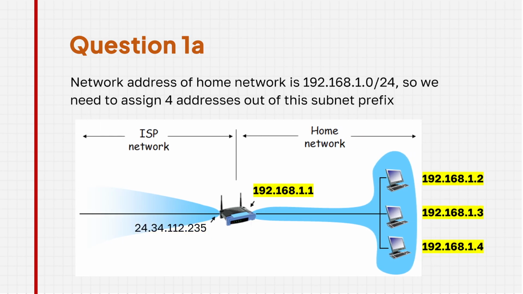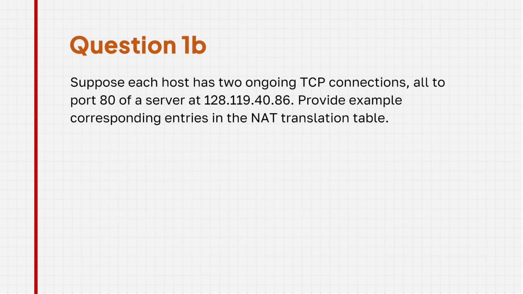But yeah, you can just assign any of these. You can do 254.138. Yeah, but this is how I'm going to do it now. Okay, any questions? Okay. So now suppose that each host has 2 ongoing TCP connections, all to port 80 of the server at 128.119, and so on. Provide example corresponding entries in the NAT translation table.